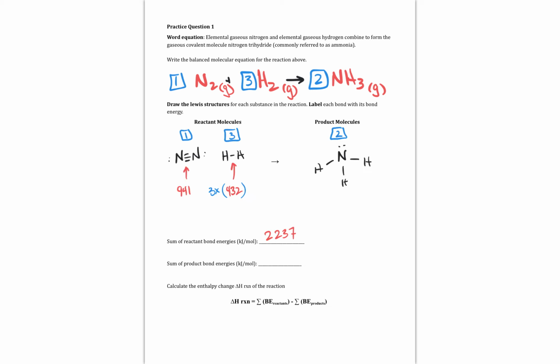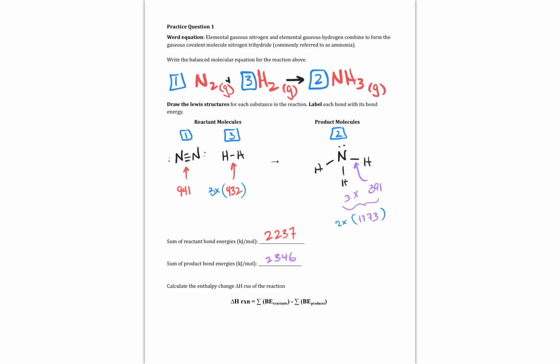A nitrogen to nitrogen triple bond is 941 kilojoules per mole, and there's only one of those molecules per reaction. A hydrogen to hydrogen single bond is 432 kilojoules per mole, but from the balanced chemical equation, we see that it is 3 molecules per reaction. So we're going to multiply the energy required to break apart the hydrogen molecule by 3. If I sum these energies together, I find that it takes a total of 2,237 kilojoules per mole to break the bonds of our reactant molecules.